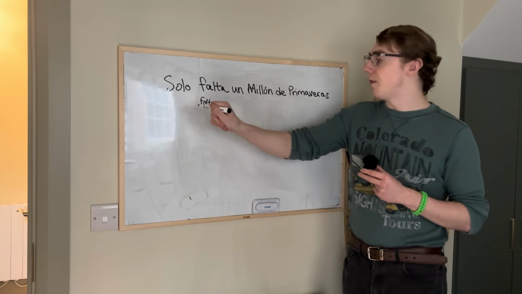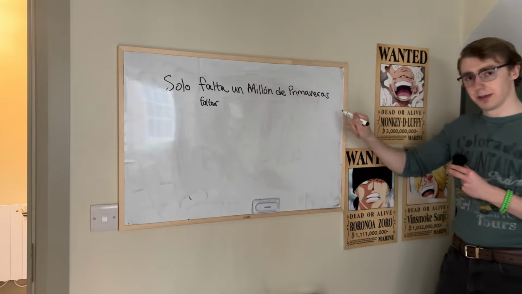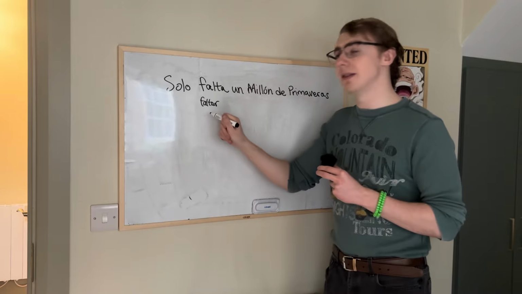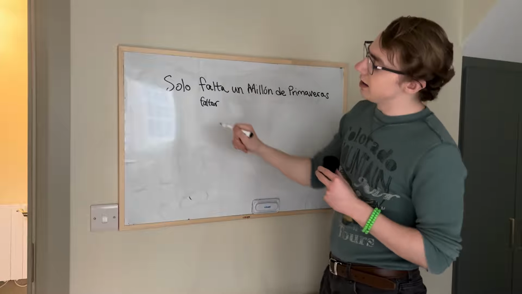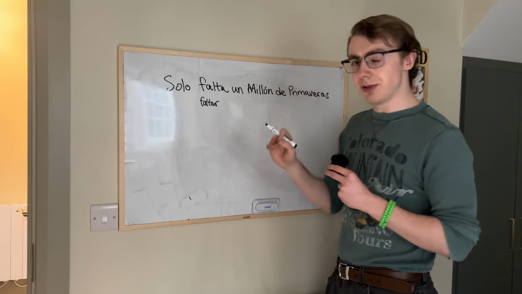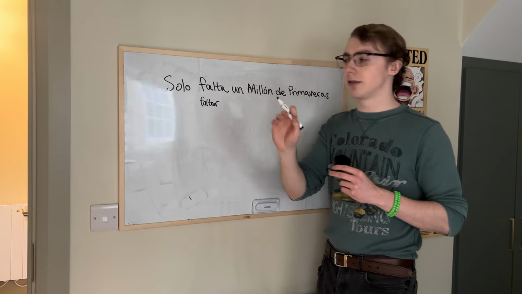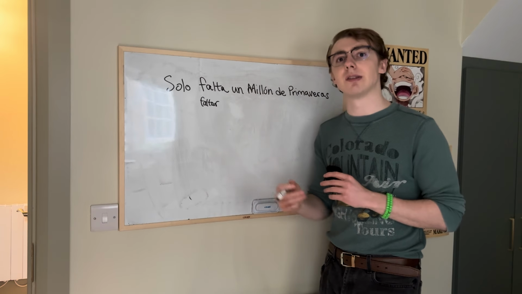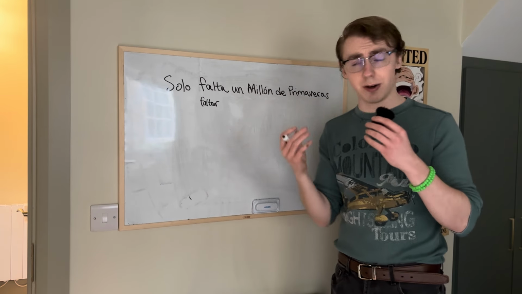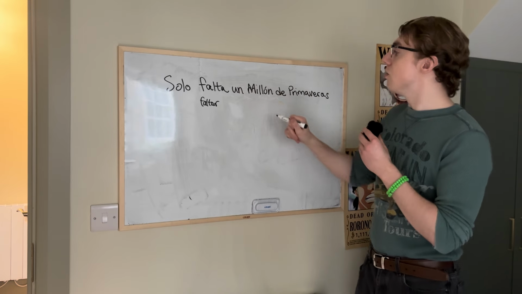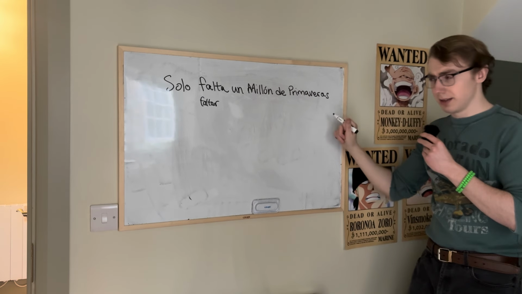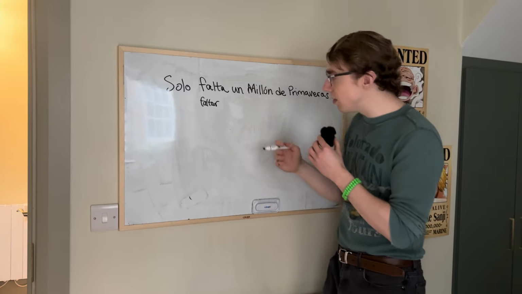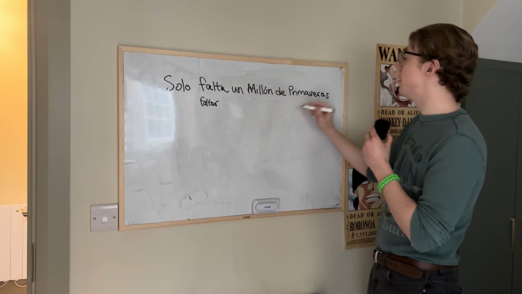So, solo falta 1,000,000 de primaveras. So let's break it down. Faltar means to lack or to be missing from. So, this is a case where the subject of the sentence, the doer of the sentence, comes after the verb. Spanish does this sometimes for emphasis or poetic reasons. So in this case, 1,000,000 de primaveras, 1,000,000 of springs, is what is lacking. So the normal form of the sentence would be 1,000,000 de primaveras falta.